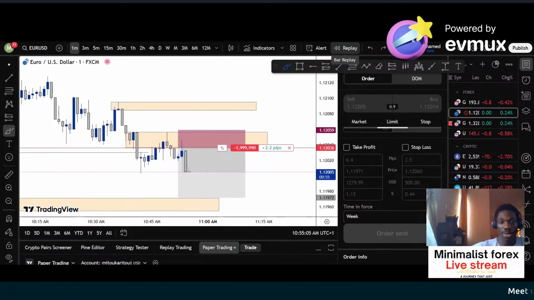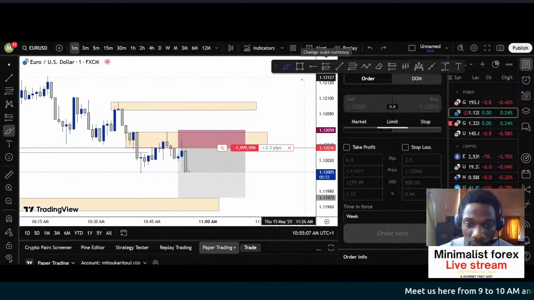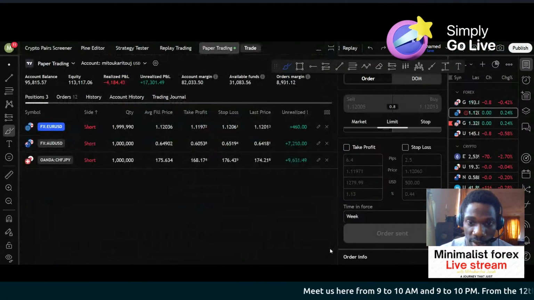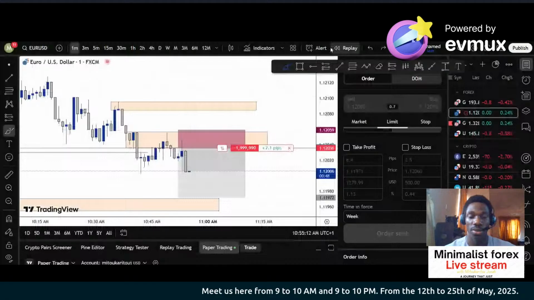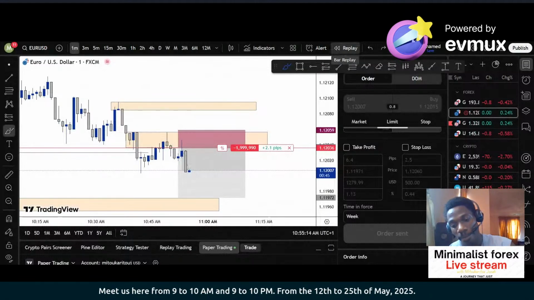All right. So price is pushing. We're halfway through the trade. I just want you guys to see. So this is for $60. It's not bad for a quick trade.